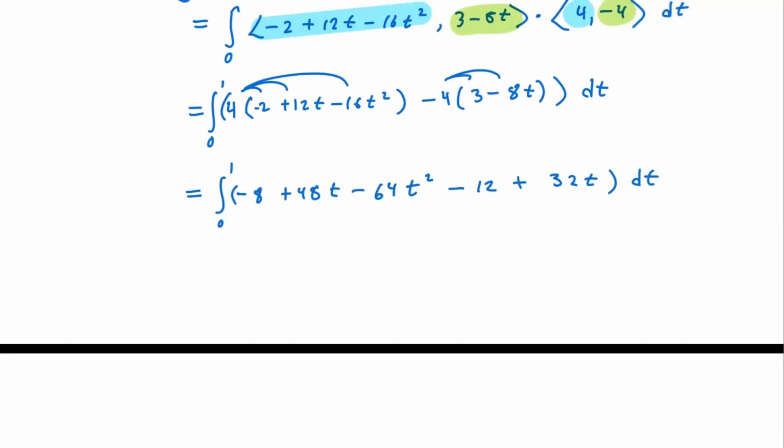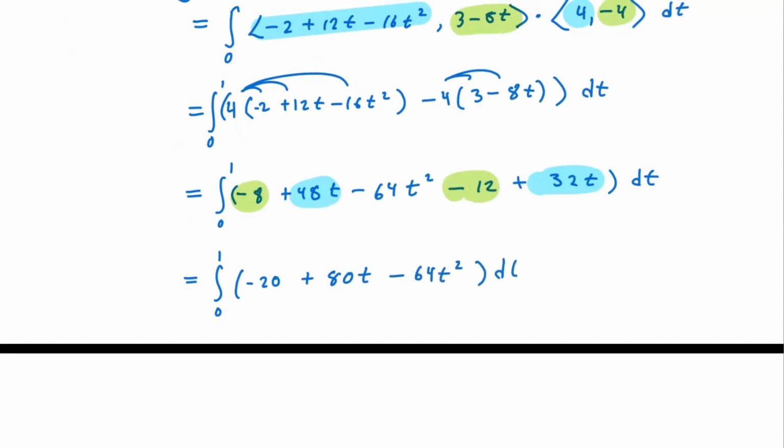Now let's combine like terms. We have -8 and -12, which gives us -20, so we're integrating from 0 to 1 of -20. The next like terms are 48t and 32t, and adding them up gives positive 80t. There's no like term for 64t squared dt. I hope you got the same values as me. Let's continue working. Now we integrate.